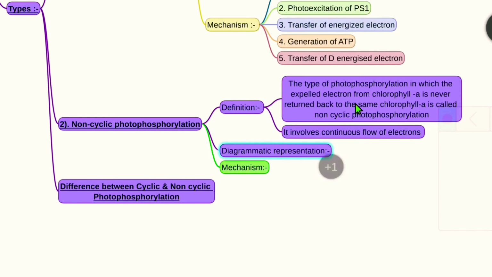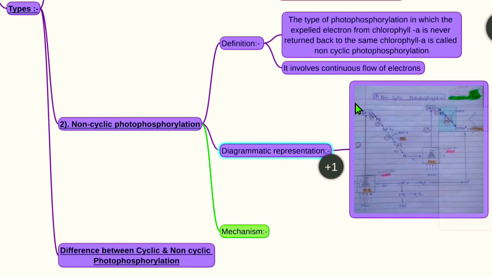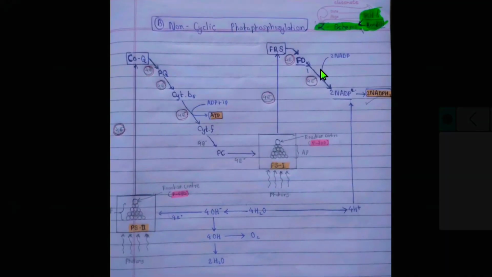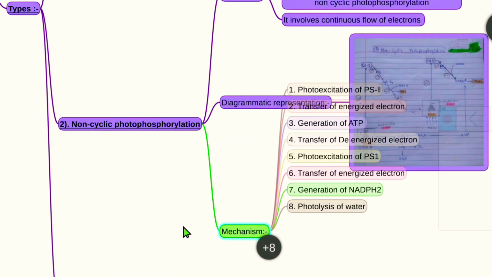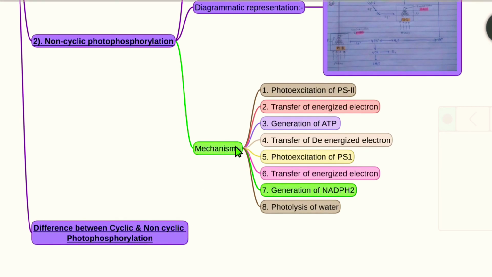And the diagrammatic representation of non-cyclic photophosphorylation, see here. It is also called the Z scheme, a name given by Hill and Bendall. Here two photosystems come in, photosystem 1 and photosystem 2. The electrons go here, and then here. So we'll see the mechanism first and then explain. There are 8 steps in the mechanism.